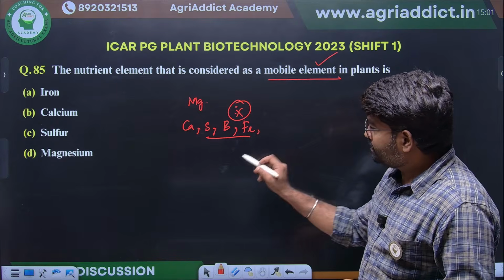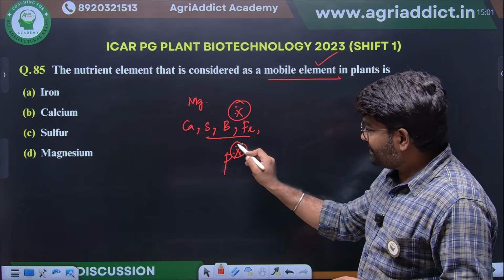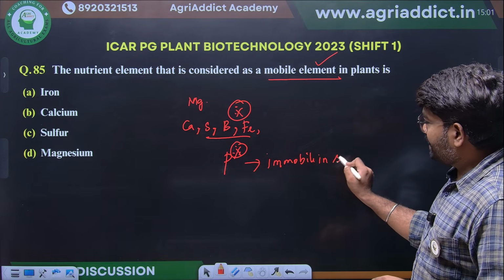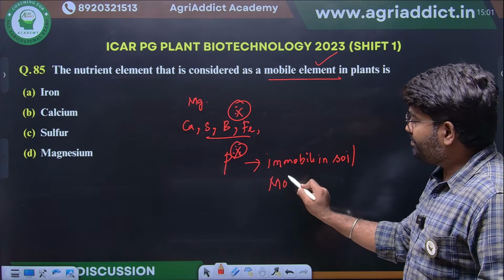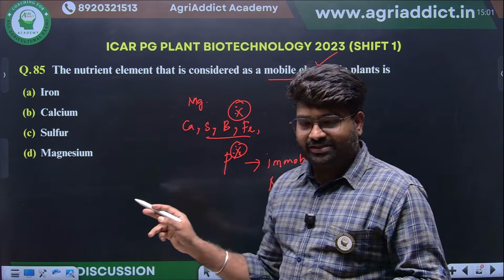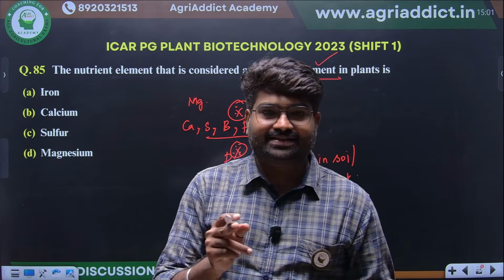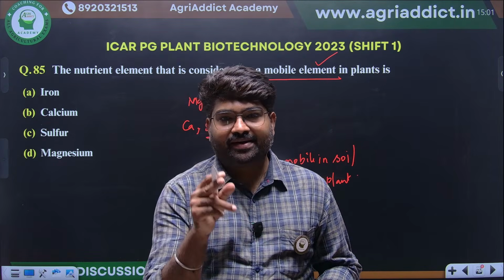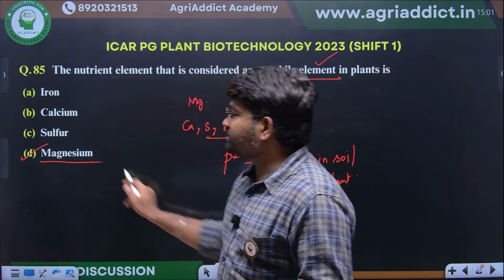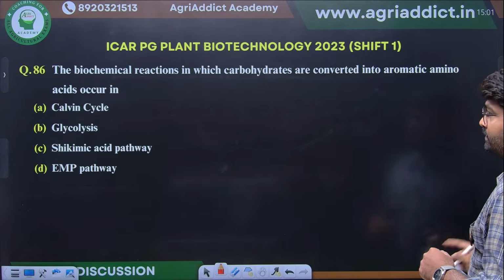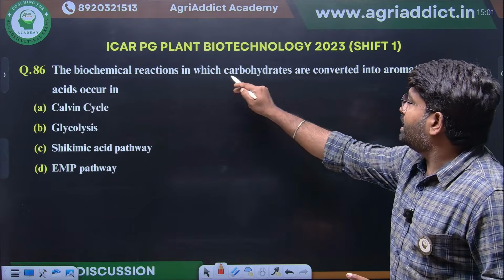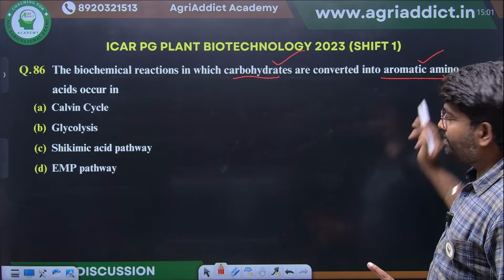Apart from that, phosphorus is a typical element that will be immobile in soil, but mobile in plant. So you have to read the question properly. If they are asking about the phosphorus mineral nutrient, whether they are asking the mobility nature of this element in soil or plant, then only you have to work out the answer. So the right option for this is magnesium. Clear?